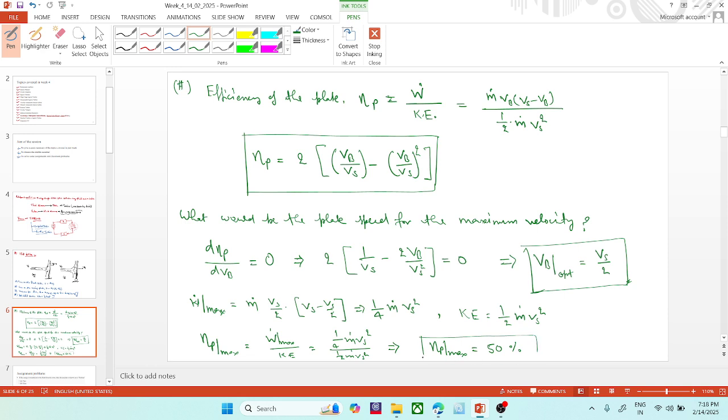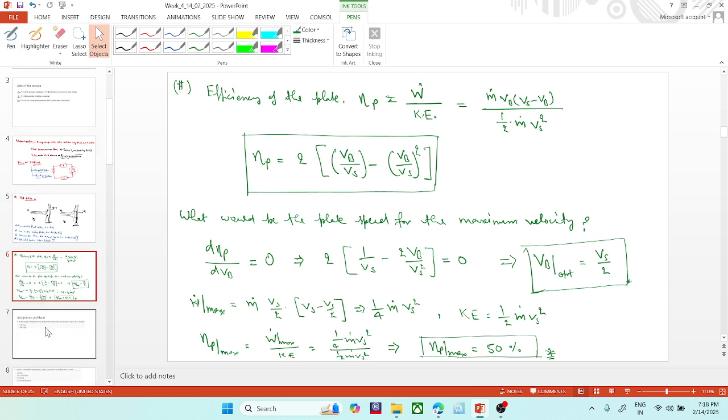So it implies that by the help of this flat plate jet impingement, we can't get an efficiency of more than 50%. So this is the maximum efficiency for the flat plate. And one thing we know is that this is not a very high value. So next we will find ways to enhance this efficiency.